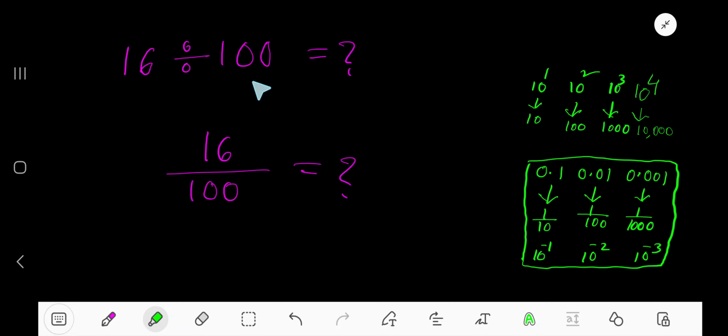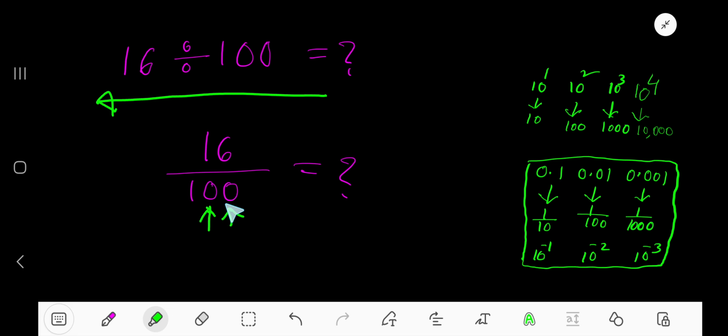16 divided by 100. 10, 100, 1000, 10,000 are called powers of 10. To divide a whole number by a power of 10, just count the number of zeros in the power of 10 and move the decimal point from right to left, equal to the number of zeros.